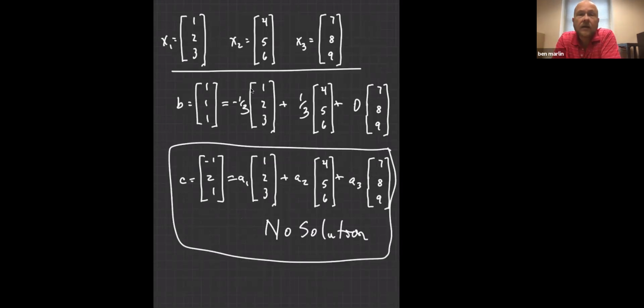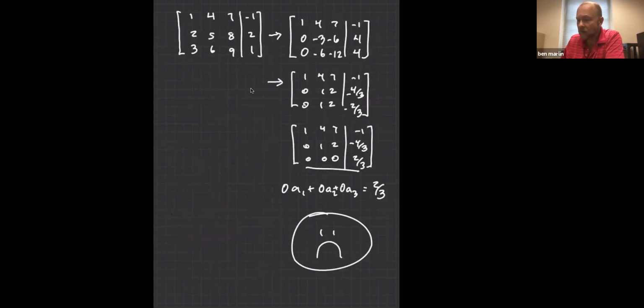Okay, so some problems like this we can solve, and some problems like this we can't solve. And so the question is, how do we tell whether we can solve it or not?